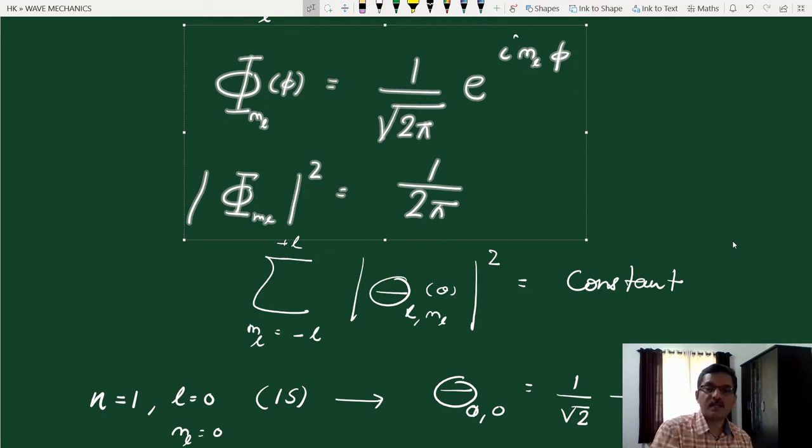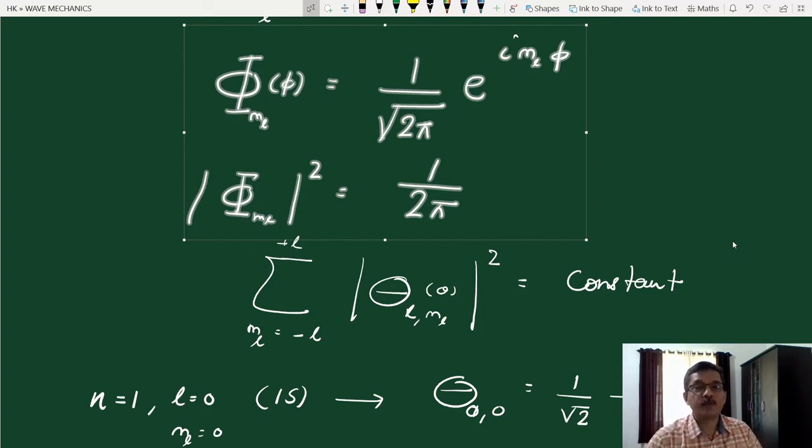In Unsold's theorem, we say when the probability density is independent of the angle, there are two possibilities. Either we do not measure the Lz component so that the electron can be in any of the ML states, or it's a closed subshell. That means all the ML states are completely filled. So in these two situations, the probability density is independent of angles theta and phi. It's already independent of the angle phi. In these two situations, it is independent of the angle theta also. That means it is spherically symmetric.